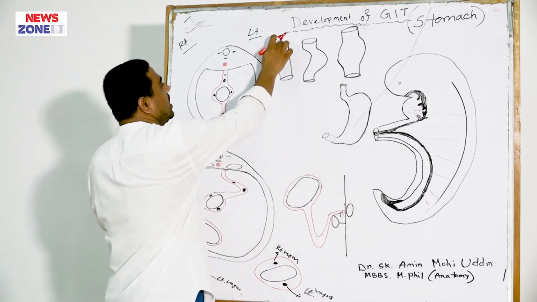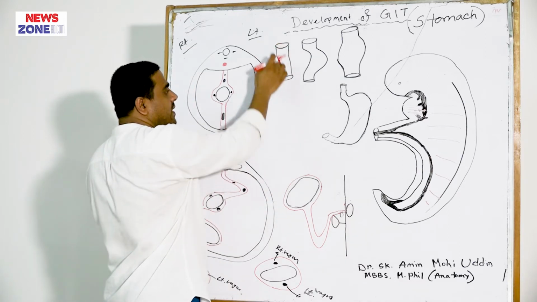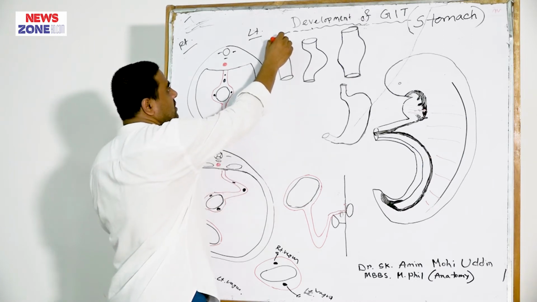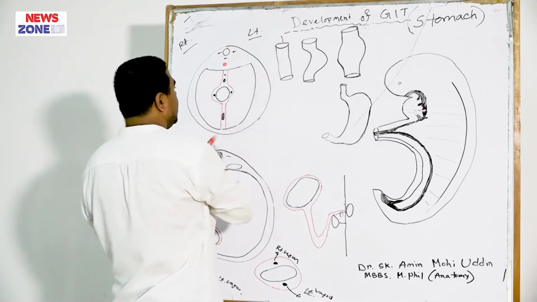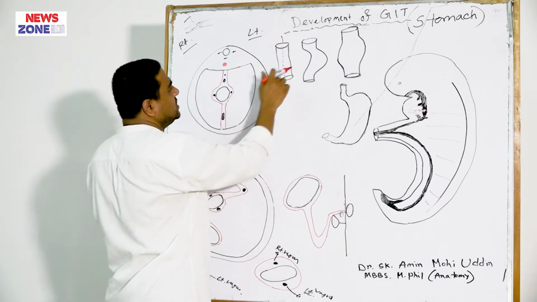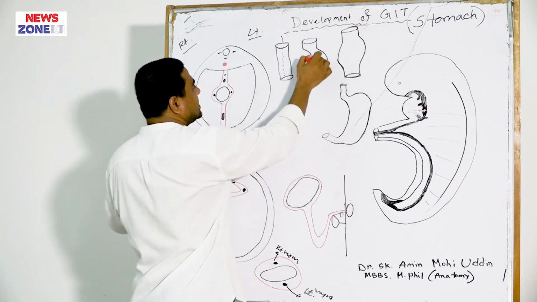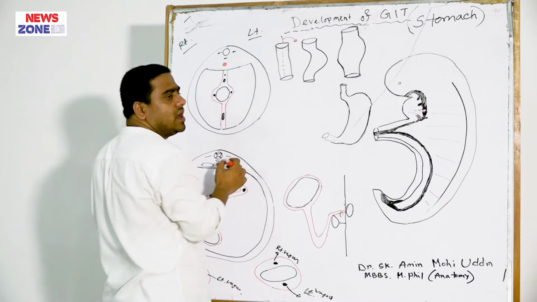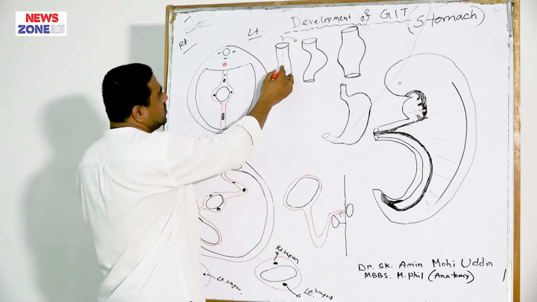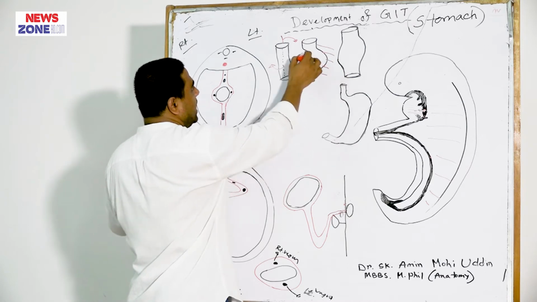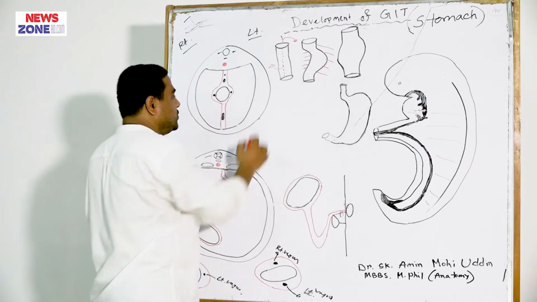This is the posterior wall of the stomach and this is the anterior wall of the stomach. This is the dorsal mesogastrium and this is the ventral mesentery. When the stomach rotates 90 degrees clockwise like that, the dorsal mesogastrium shifts to the left side and the ventral mesentery shifts to the right side. Now, this is the dorsal mesogastrium and this is the ventral mesentery.